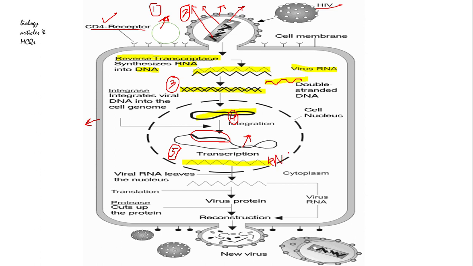After undergoing transcription, the RNA will come out of the nucleus again into the cytoplasm. And in the cytoplasm, the RNA will undergo translation, and you know that in the translation process, there is formation of proteins with the help of RNA. So the RNA is now converted into different proteins.